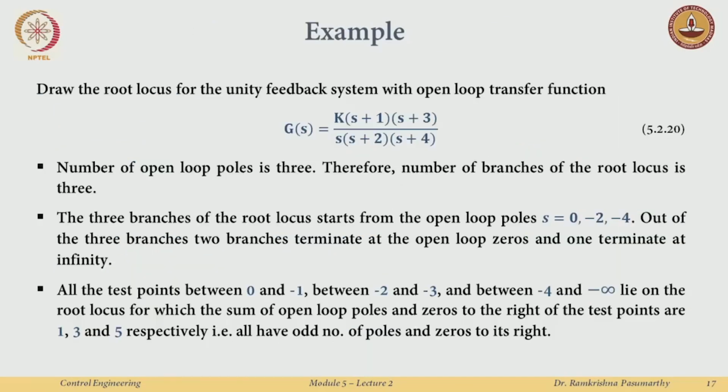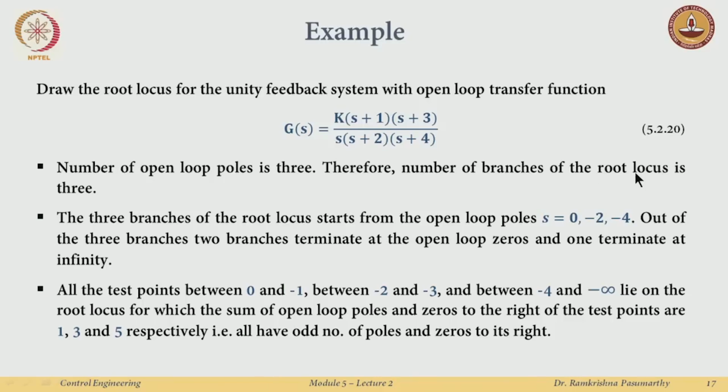Okay. So, let us end with an example. If I take a system with poles at minus 2, minus 4, a pole at the origin, and these two zeros. Right. So, the first observation is that the number of poles is 3, and therefore, the root locus will have 3 branches.